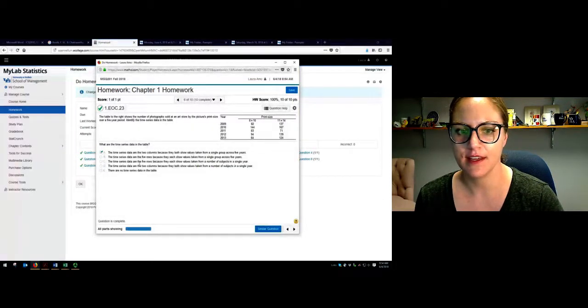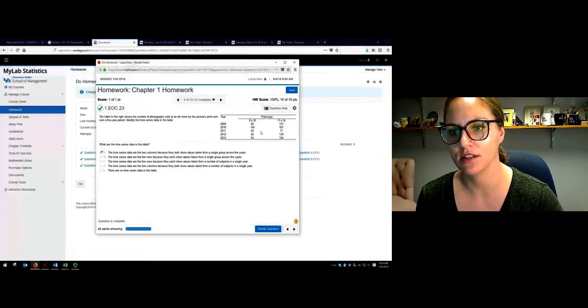In this case, we've got different years and different print sizes. So cross-sectional data here and multiple year data here. So in this case, the time series data are the two columns. If I was to isolate just this column with this column, it would have one section, multiple years. And so that's why the time series data are the two columns, because the data are taken from across years. Let's look at a similar one.